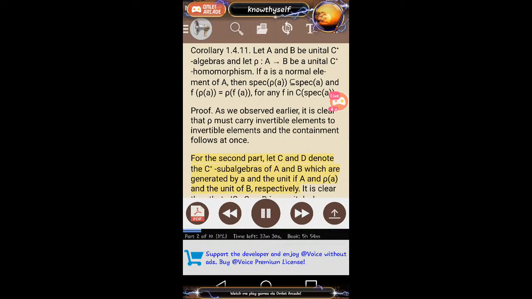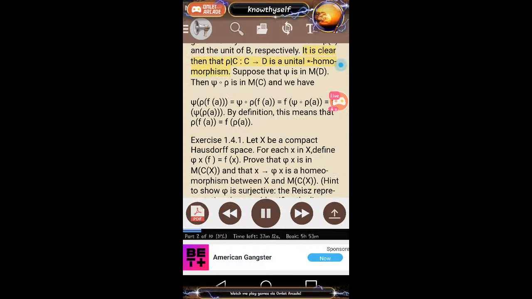For the second part, let C and D denote the C*-subalgebras of A and B which are generated by A and the unit of A, and ρ(A) and the unit of B, respectively. It is clear then that ρ: C → D is a homomorphism. Suppose that ψ is in M(D). Then ψ∘ρ is in M(C), and we have ψ(ρ(f(A))) = f(ψ(ρ(A))) = ψ(f(ρ(A))). By definition, this means that ρ(f(A)) = f(ρ(A)).